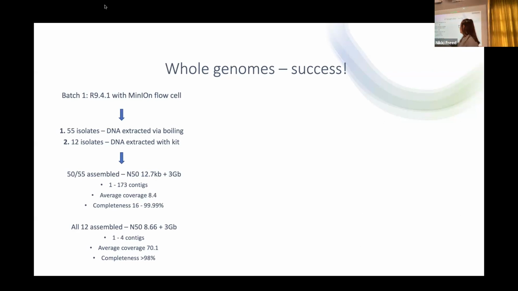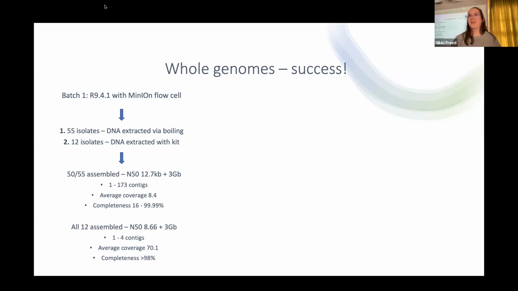In comparison, with the DNA extracted from the kit, I just tended to get a lot better values. I was assembling in 1 to 4 contigs. I had a much better average coverage because I also submitted fewer genomes onto that particular run, and my completeness for all genomes was greater than 98%. As Nikki was touching on earlier this morning, what you put in is what you get out. So we realized that our DNA quality was really important, and we've been working on that actively in the lab.